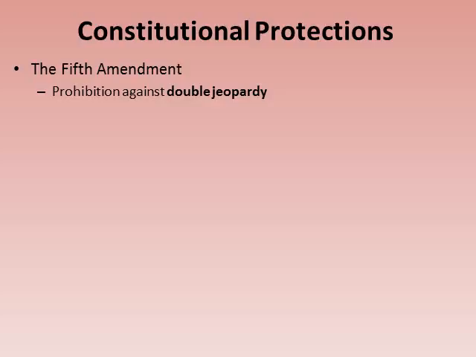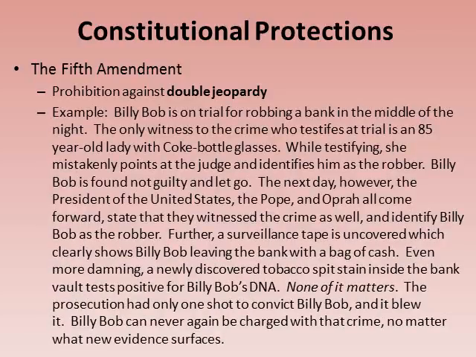Let me take an example and just kind of show you how this works. In our example, Billy Bob is on trial for robbing a bank in the middle of the night. The only witness to the crime who testifies at trial is an 85-year-old lady with Coke bottle glasses. While testifying, she mistakenly points at the judge and identifies him as the robber. Billy Bob is found not guilty and let go. Okay, so Billy Bob is free.